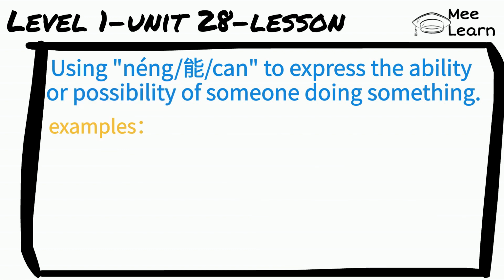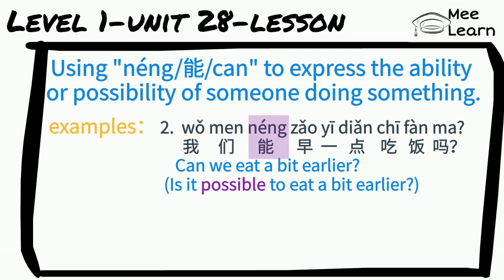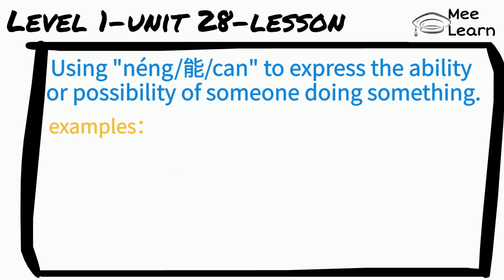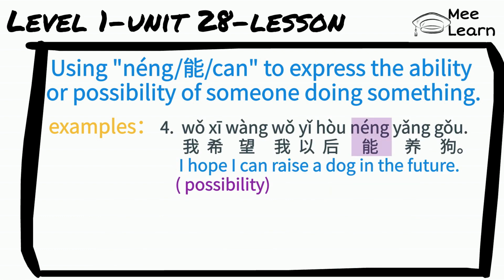Let's look at some more examples. 我们能早一点吃饭吗？Can we eat a bit earlier? Is it possible to eat a bit earlier? 5块钱能买一个冰淇淋吗？Can I buy an ice cream with $5? Is it possible to buy an ice cream with $5? 我希望我以后能养狗。I hope I can raise a dog in the future.